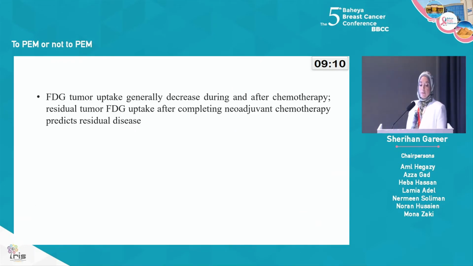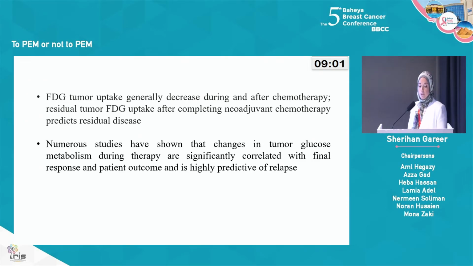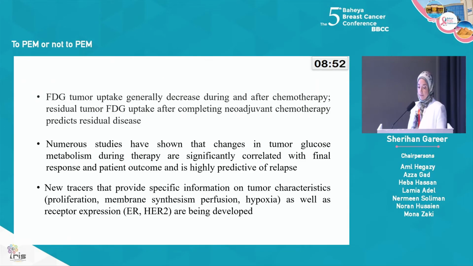The FDG tumor uptake generally decreases during and after chemotherapy, and any residual tumor uptake after completing the neoadjuvant chemotherapy predicts residual disease. Numerous studies have shown that changes in tumor glucose metabolism during therapy are significantly correlated with final response and patient outcome and are highly predictive of relapse.